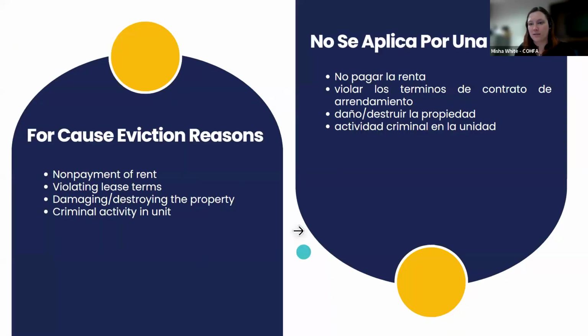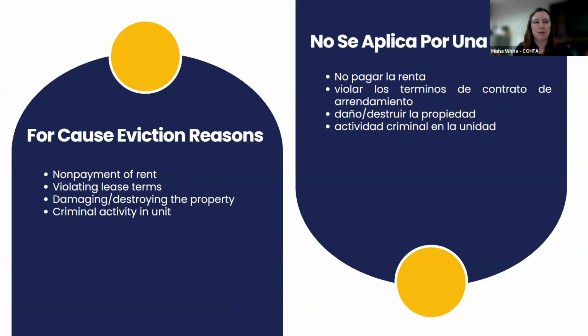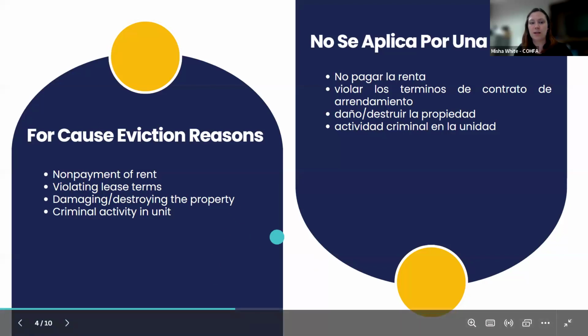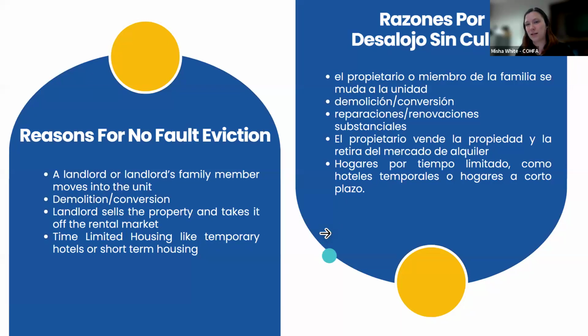So we're going to talk about for-cause eviction reasons first. These are reasons that a landlord can evict at any time during a lease, during a month-to-month lease, really at any time. Those reasons would be things like non-payment of rent, violating lease terms, damaging or destroying the property, or criminal activity in the unit. These are not new reasons that a landlord can evict. These are reasons that landlords evict currently. So these are considered for-cause eviction reasons. Now, I think the really exciting part of this bill is the no-fault eviction reasons, which limits the reasons that a landlord can evict outside of those four for-cause reasons.